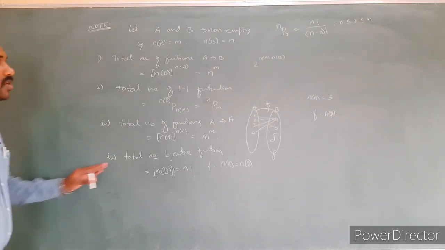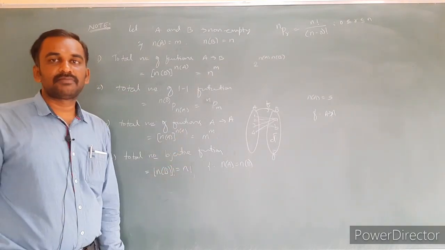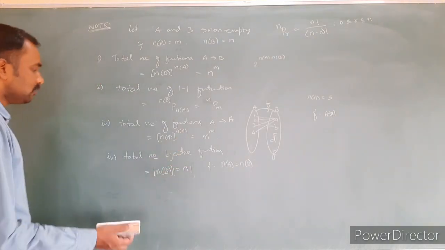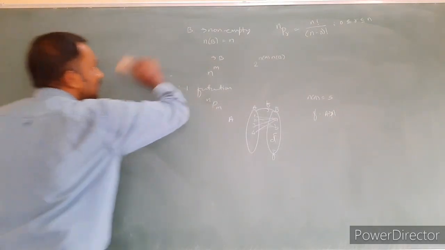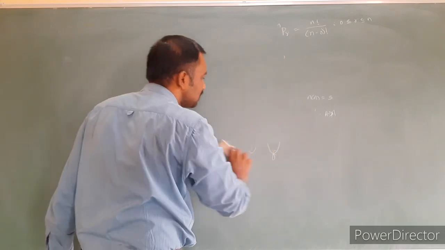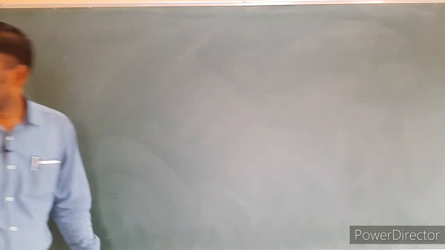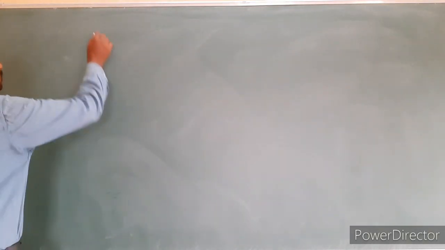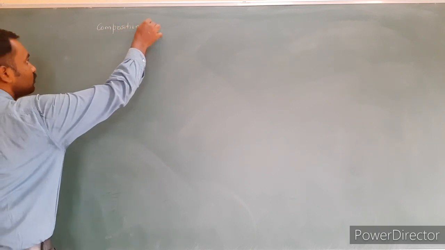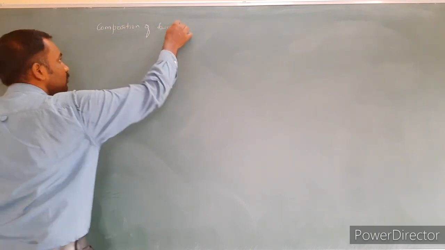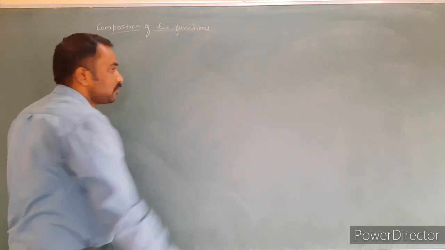Okay. So this is all about functions, types of functions, and the particular example we solved earlier. Now the second exercise is over. The next topic in the chapter Relations and Functions is composition of two functions.